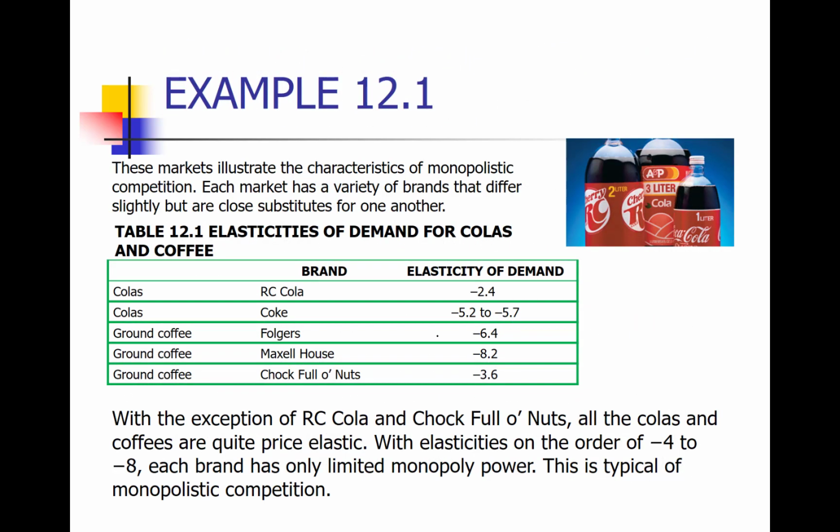So here's some examples of the elasticity of demand. Like I said, for most of these, the elasticity of demand is pretty big. And so the amount of deadweight loss is going to be pretty small. So here's RC Cola. It's still fairly elastic. Here's Chock full o'Nuts coffee. It's fairly elastic. But anyway, it says an elasticity of between -4 and -8 means limited monopoly power. This is what we usually have in monopolistic competitive industries, so we don't really worry about it.